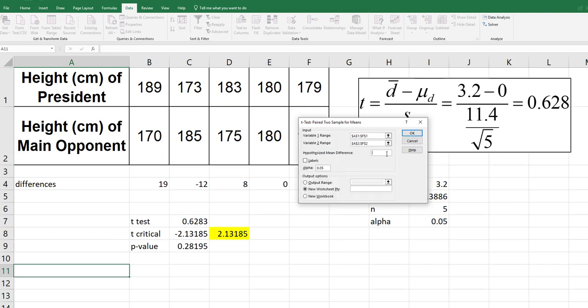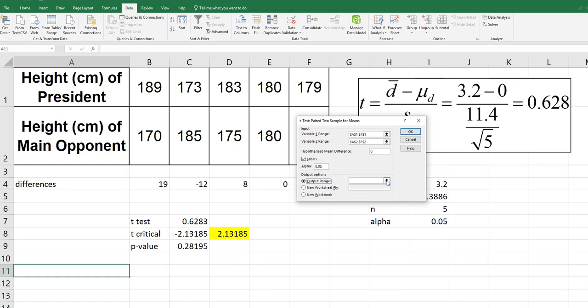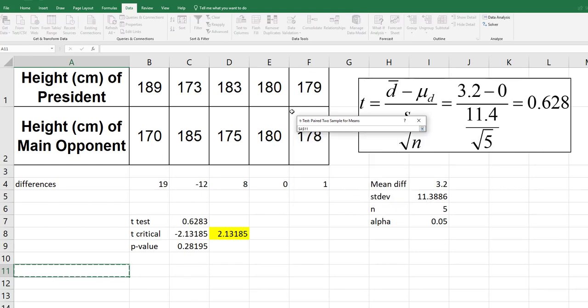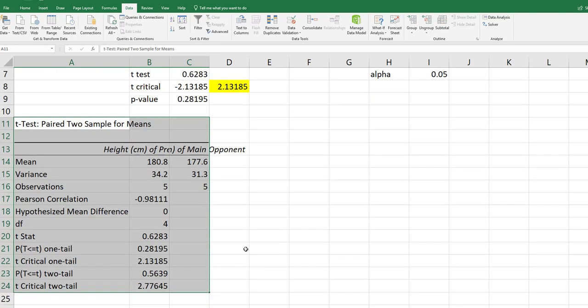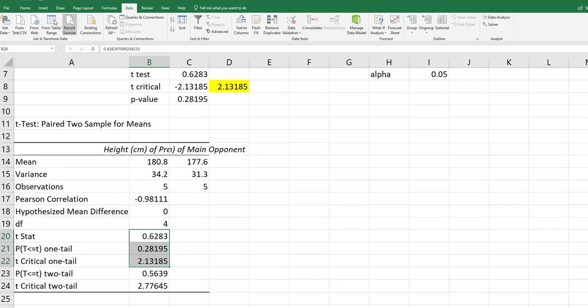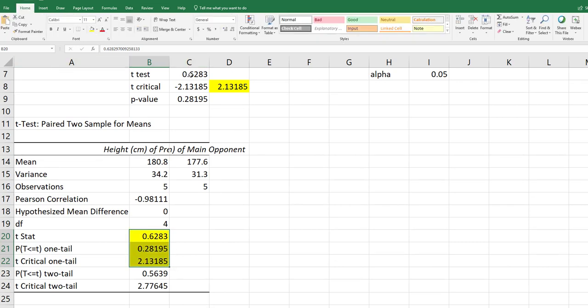My hypothesized mean difference, there is no difference. I did select the labels. If you only selected the data, you wouldn't have to check that. My alpha is 0.05. Where do I want to output my results? I don't know, that looks good right there. So I click back to go back and I click OK and I get everything here. Notice these values match what I did manually. So it's just very quick and easy.